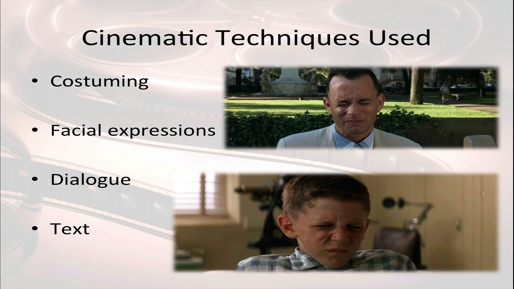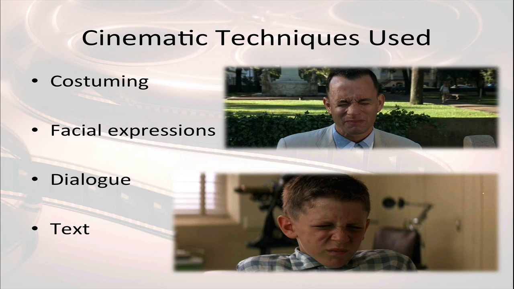But they did some great things to help us out just in case we missed it. For example, costuming. Notice the plaid shirt that Tom Hanks is wearing, that blue and white plaid. As it flashes back to the younger Forrest, that character is wearing a very similar blue and white plaid shirt. So we know beyond a doubt that that little kid is Forrest Gump, just younger.